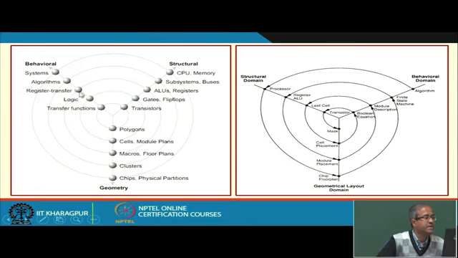For example, here you talk about logic, and in structural you talk about ALUs and registers, and here you talk about macros and floor plans. If you go down, you talk about transfer functions, gates and flip flops, cells and module plans. So, as you move down towards the center, you are refining your design and making it more and more detailed. Okay? This is one way of interpreting the Y diagram.